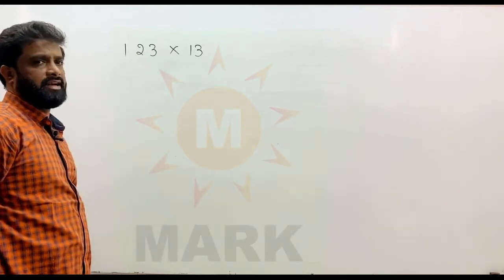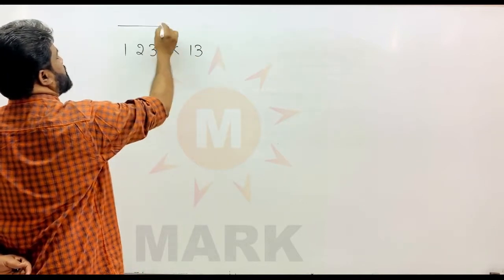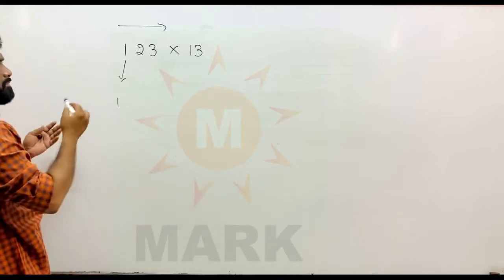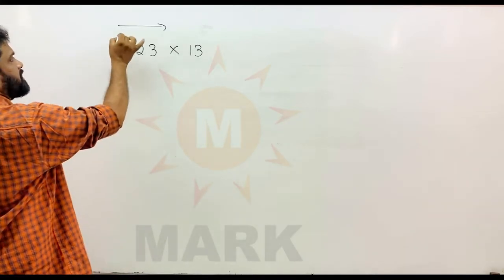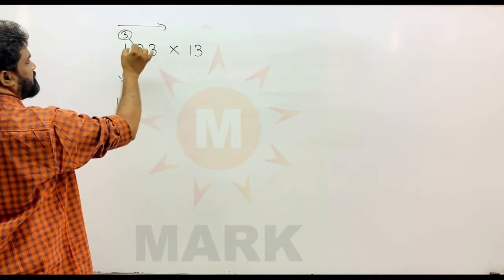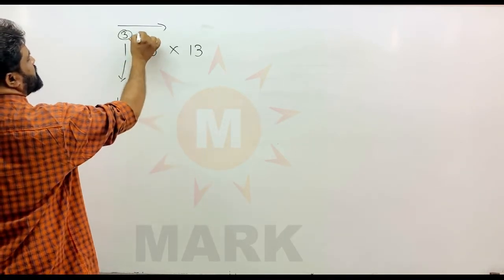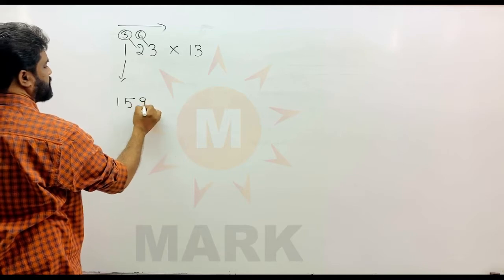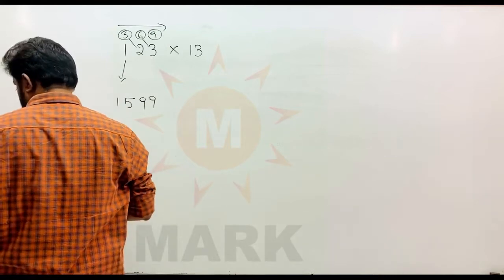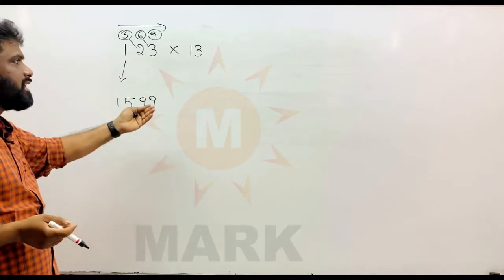123 into 13, as I said, the operation is from left to right. And what is the first thing? First number as it is you have to write, that is 1. And triple the number and add it to the next number. So what is triple of 1? That is 3. Add it to the next number, that is 2. So 3 plus 2 is 5. Again, triple the number. What is triple of 2? 6. 6 plus 3? 9. Again, triple the number, that is 9. That's all. 1599 will be the answer. So same like multiplication with 12, but instead of doubling the number, we will triple the number.